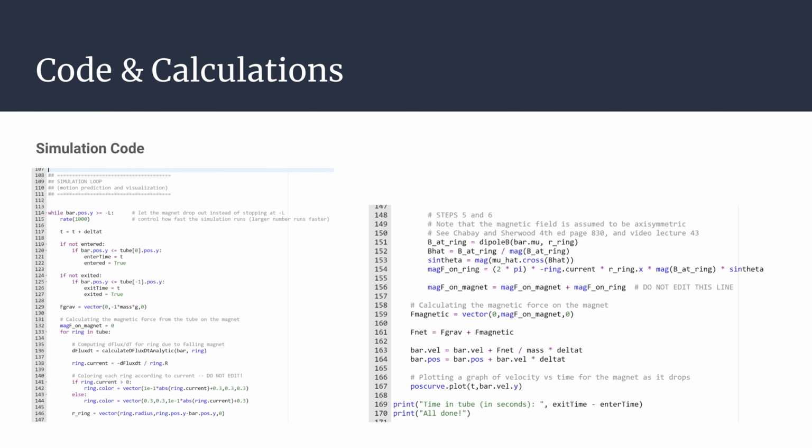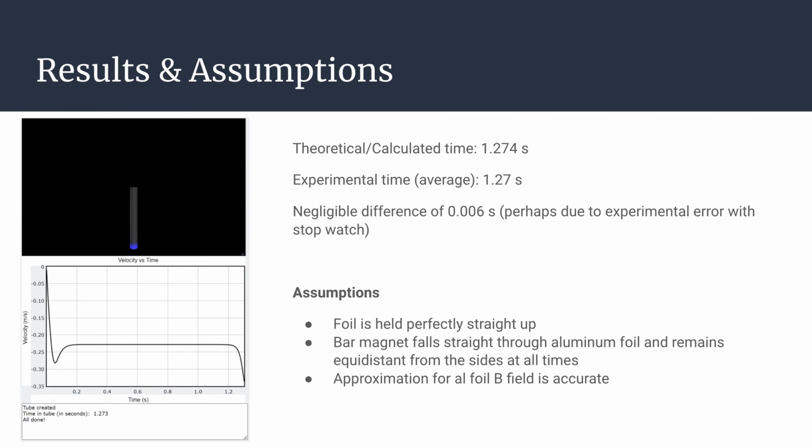Then there's the code to actually create the simulation. It's a bit long, so you can pause it to read it more carefully. The simulation shows a magnet dropping through a tube for a time t and generates a velocity versus time graph when it runs. Seen on the next slide here, we can see the calculated time for the magnet to fall through, based on the magnetic force from the field generated by the aluminum foil opposing the force of gravity. In a perfect simulation, it would be 1.27 seconds, which is amazingly very close to my experimental value.